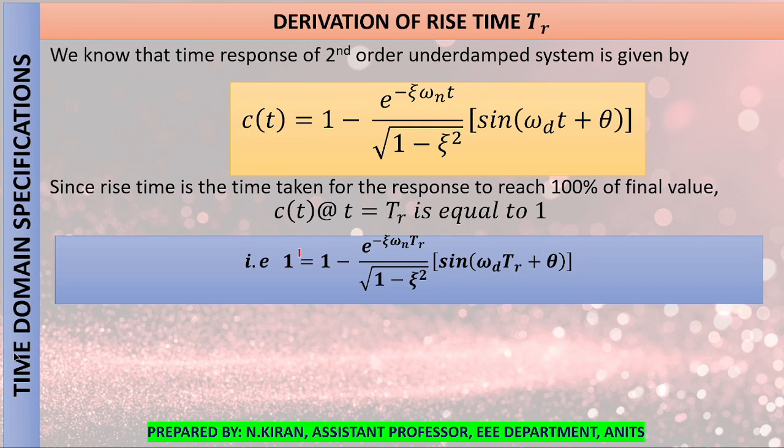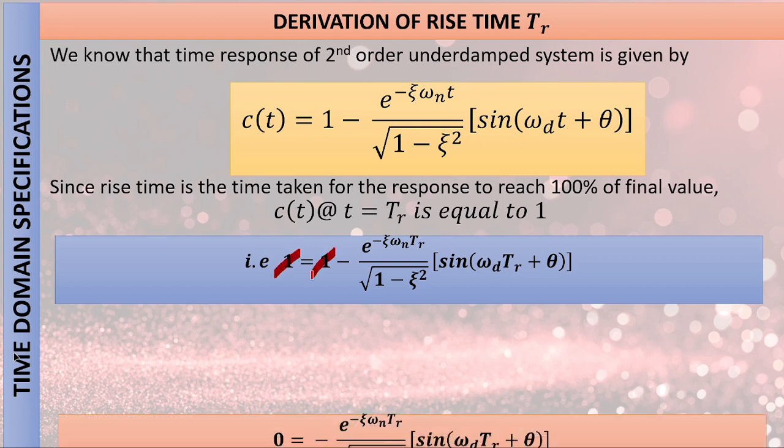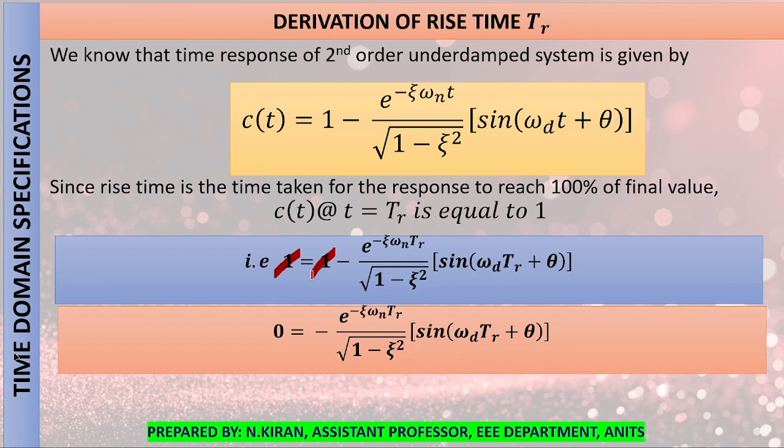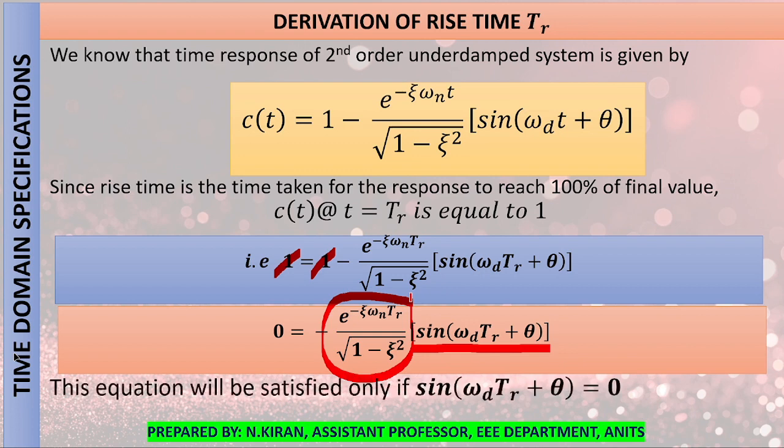So that will cancel these two and will give me the expression of minus e power minus zeta omega n tr by root over 1 minus zeta square into sine omega d tr plus theta to be 0. And this equation will only be satisfied if this term, that is sine omega d tr plus theta, is equal to 0. Because there is no way that the first part will become 0, because zeta is never 0, omega n is never 0. So this equation will only be satisfied if the sine term, that is sine omega d tr plus theta, is equal to 0.